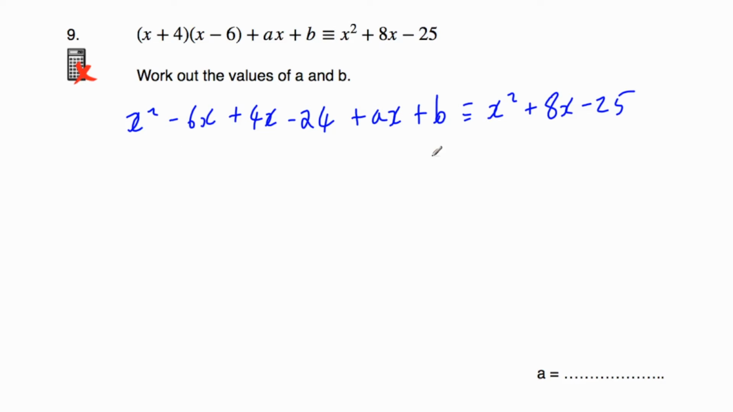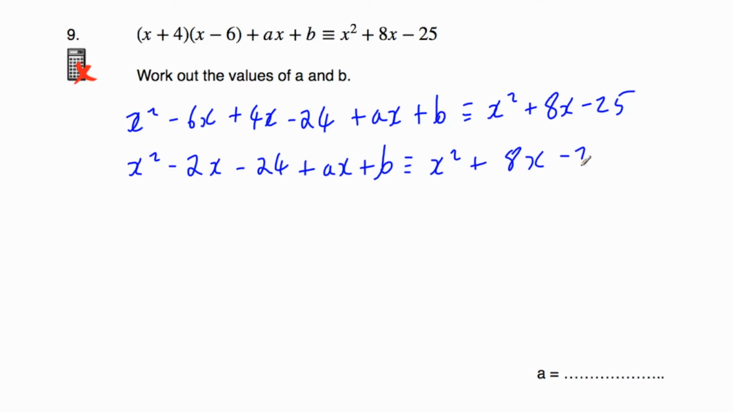Now we should be able to simplify some stuff here on the left-hand side. We've got minus 6x plus 4x, that's going to be minus 2x, so we'd have x squared minus 2x minus 24, and then plus ax plus b is equivalent to x squared plus 8x minus 25.